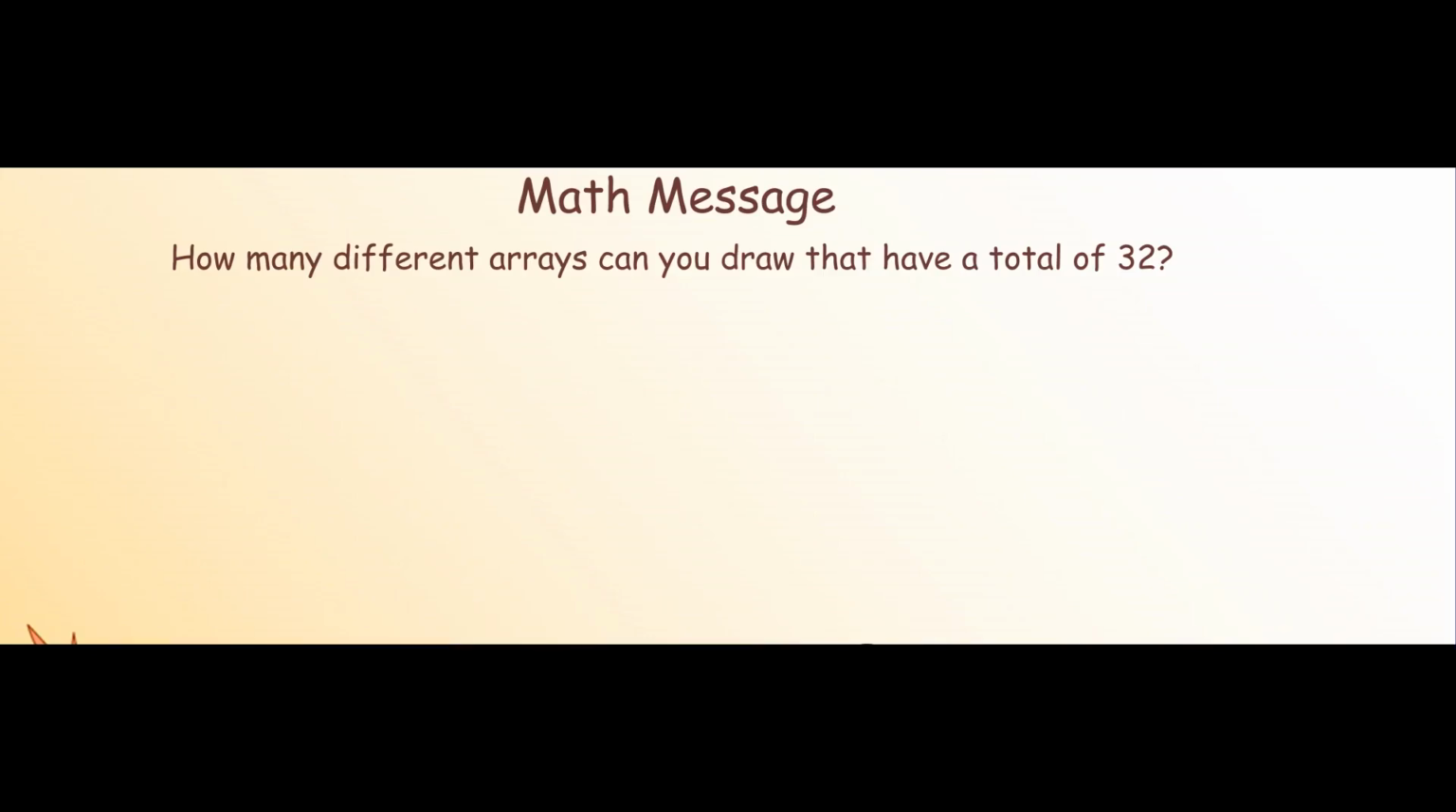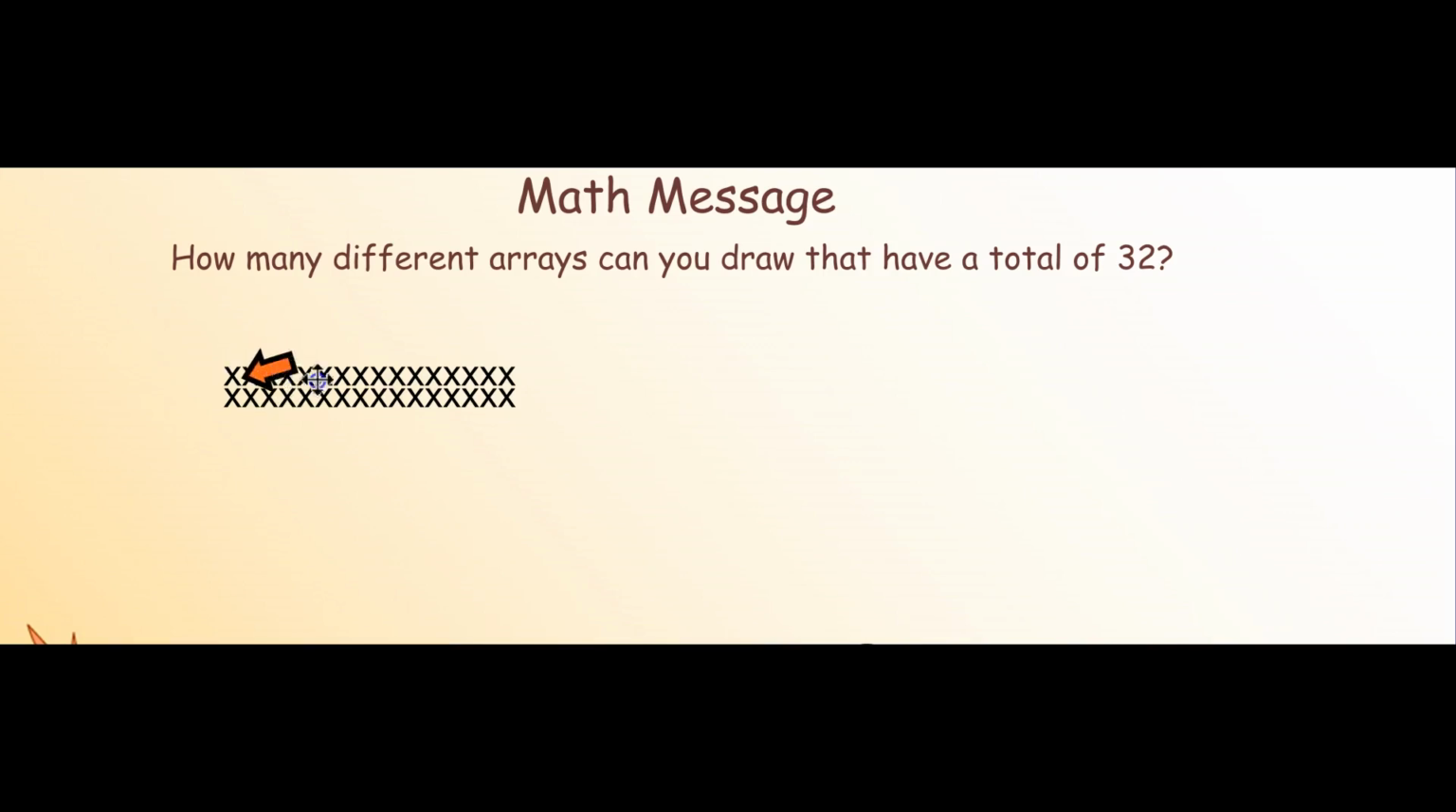How many different arrays can you draw that have a total of 32? Pause the video and give it a try. Did you make a 2 by 16 array? This array has 2 rows. Rows go across, and has 16 columns. Columns go up and down.